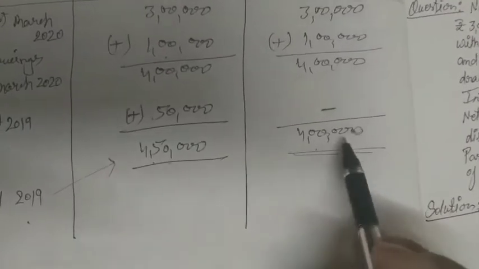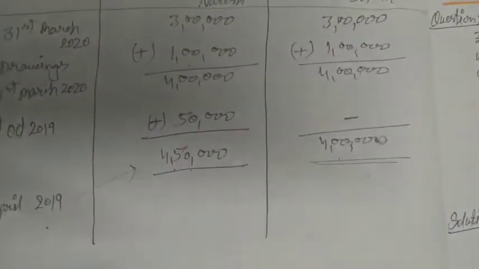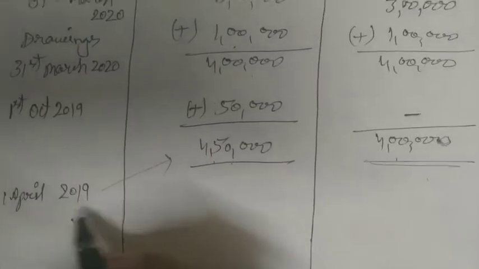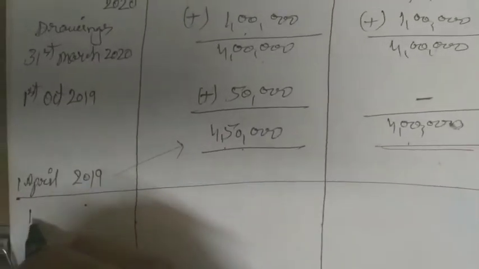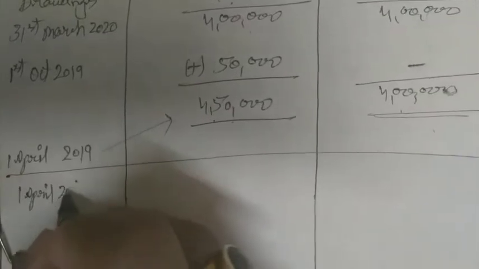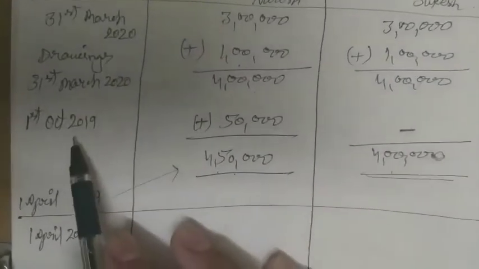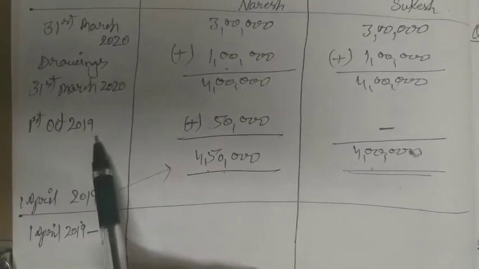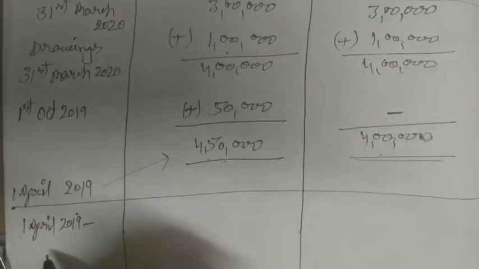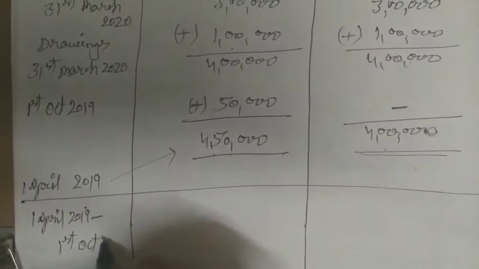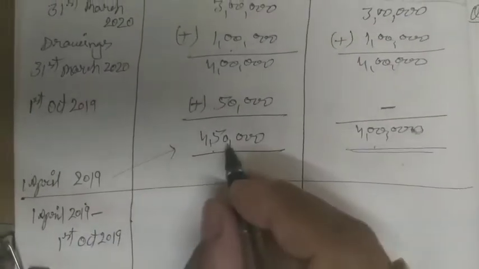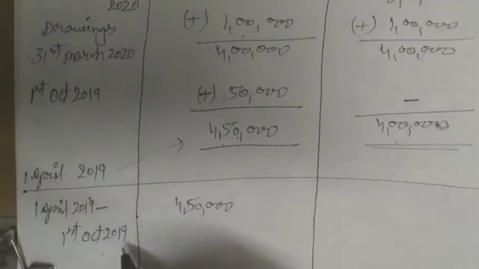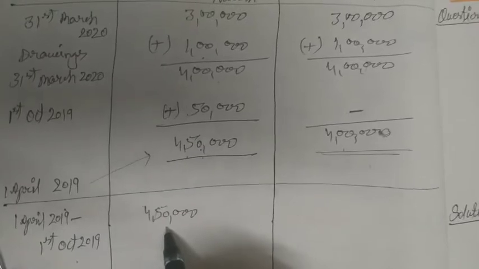So if I am calculating the interest, interest is calculated from 1st April 2019 to which date? For Naresh, it will be calculated up to 1st October, because on 1st October he withdrew 50,000 rupees. So from 1st October 2019 the amount is 4,50,000, because the change was on 1st October. So before the change, the capital of Naresh was 4 lakh rupees.